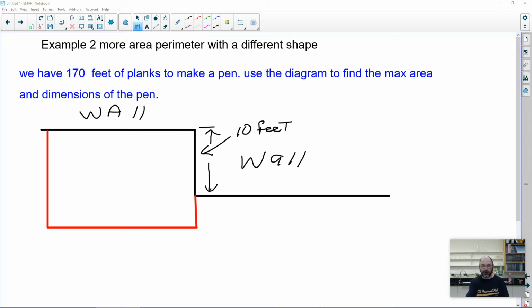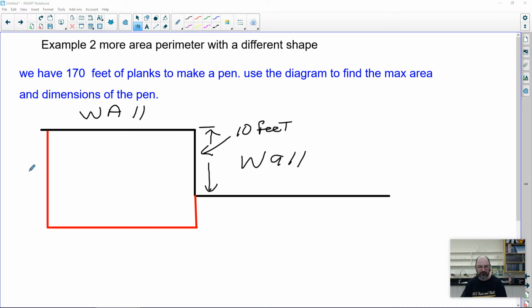I'm going to answer this. Okay, so continuing on, we're going to do this type of problem. Again, we have the same idea of using the perimeter to calculate one of the variables in terms of the other, plugging it into the area, and then finding the dimensions of the pen. But this is going to be a little bit different because the red fence is what we're interested in. That's the 170 feet of wire, planks in this case, that we're using.